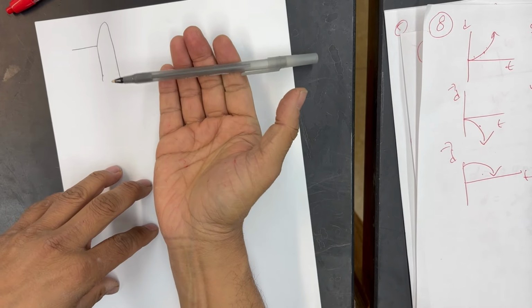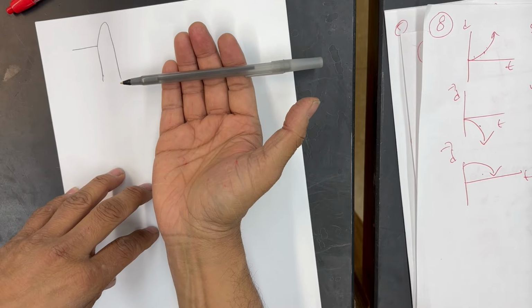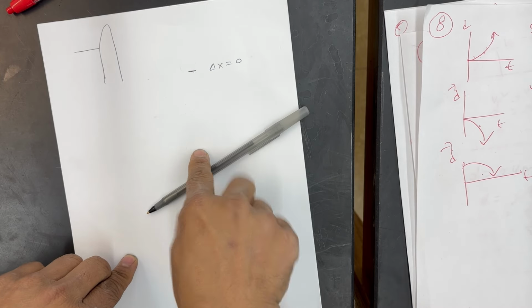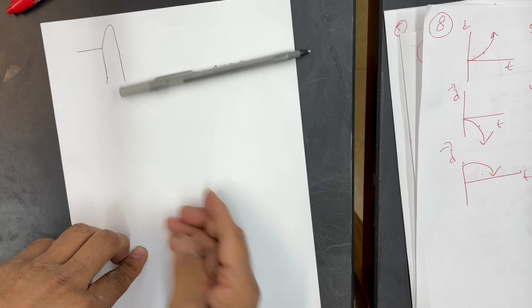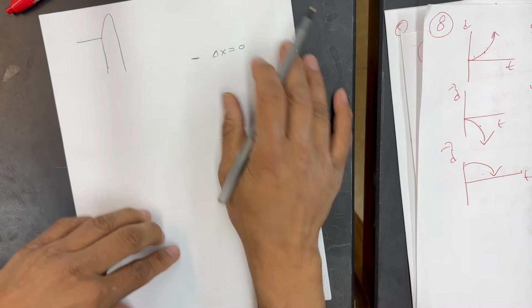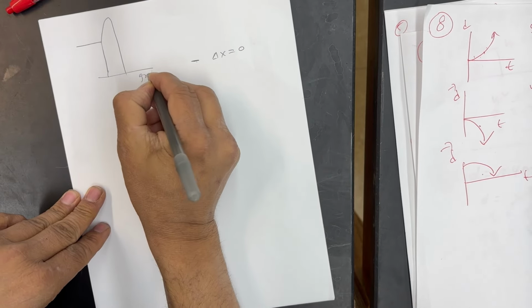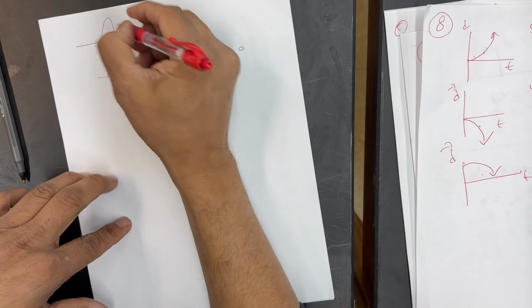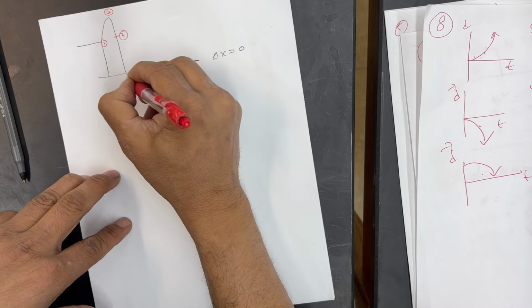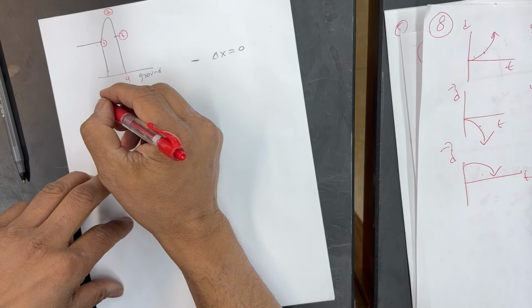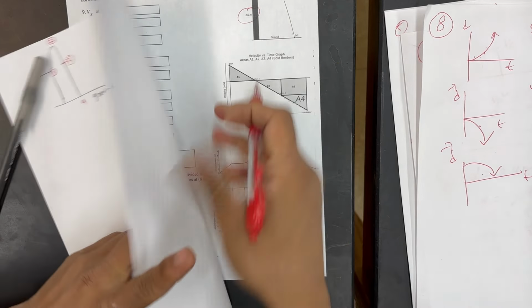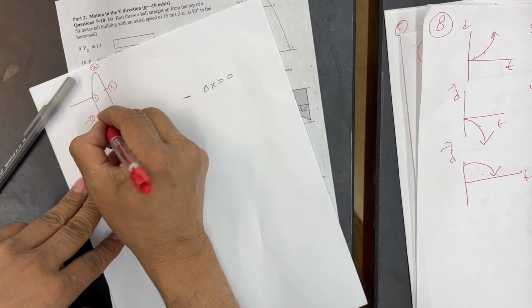If it falls like this, then x is not 0. The x is from here to here. Now if it falls like this, then x is 0. You get the idea. Okay, so this is the ground. This is location 1, this is location 2, this is location 3, this is location 4. And this is how many meters? This is 50 meters, so this is 50 meters tall.